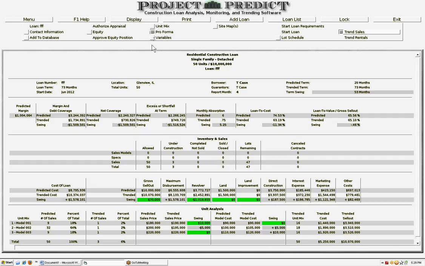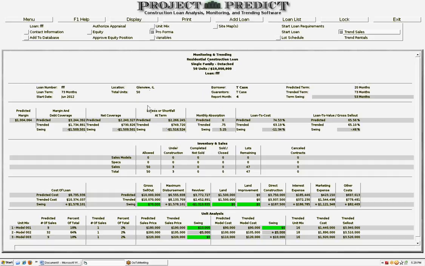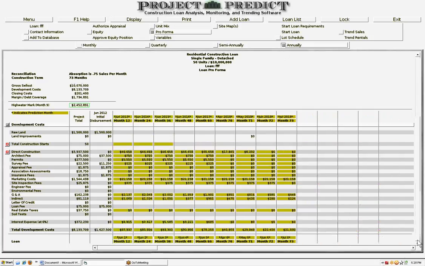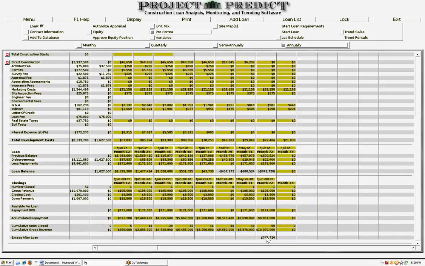I do want to go back to the pro forma just to show you that things have changed. We're predicting sales in a different way. We're looking at 73 months. Way, way too long. I'm going to go to an annual look at this screen. 73 months. There's 749,000 left when this is over with. It makes money. However, it's devastating what you have to go through.